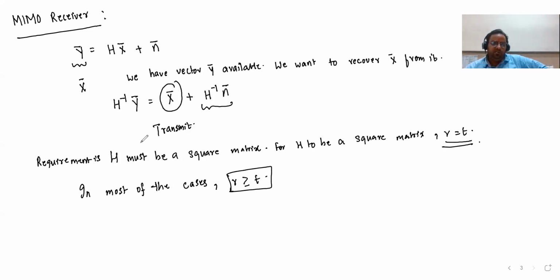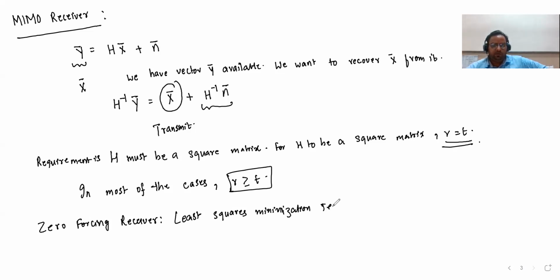However, a general receiver technique that we want to employ is also called a zero forcing receiver. This zero forcing receiver is essentially based on the least squares minimization technique.